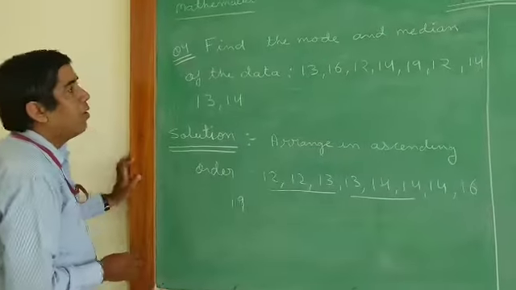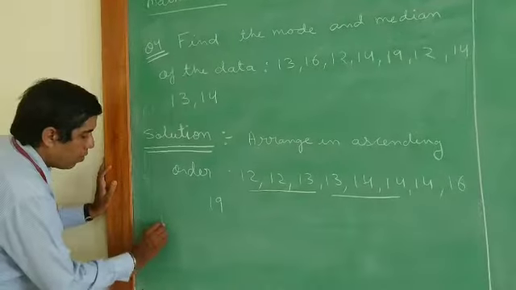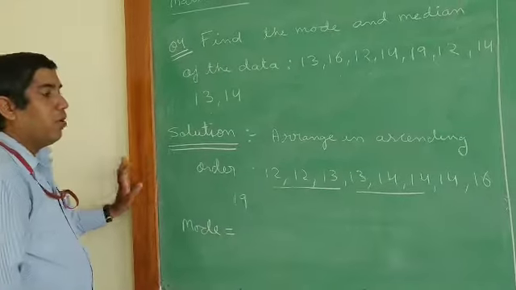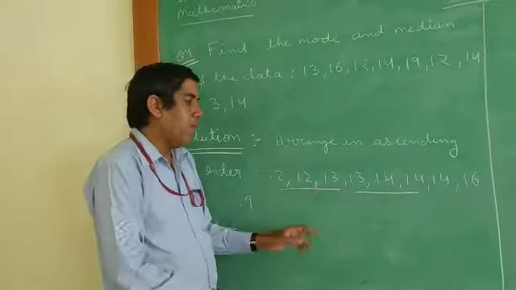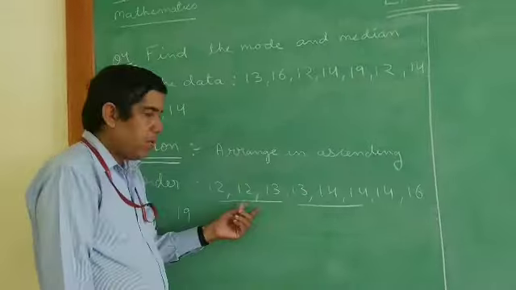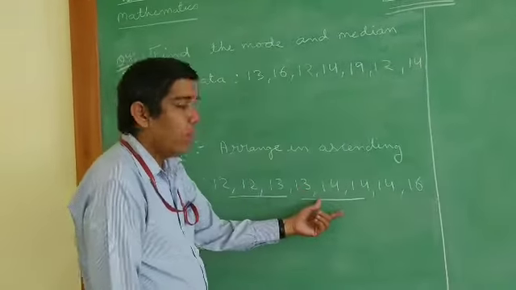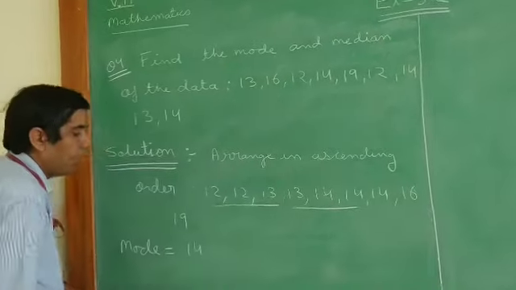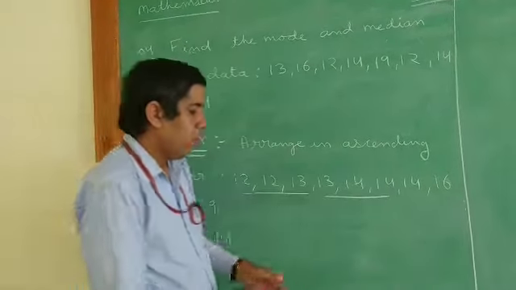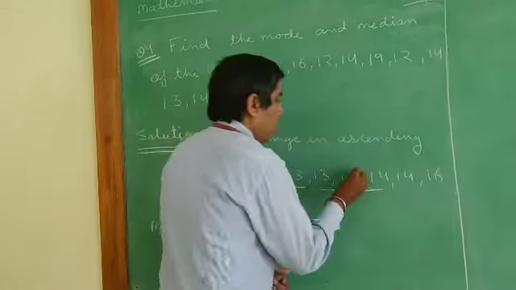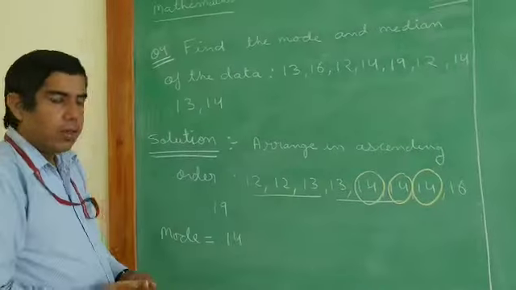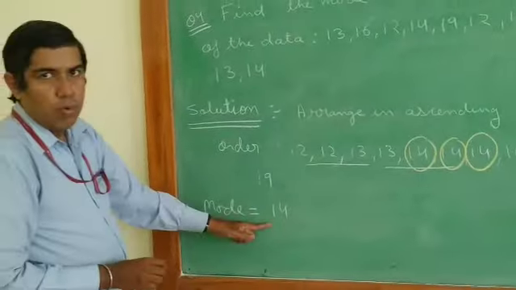Now we will start finding mode. So mode is equal to, which observation is repeating maximum time? You can see 12 is coming 2 times, 13 coming 2 times, but 14 is coming 3 times. So what is the answer? 14. 14 is coming 3 times. You can see here 1, 2, 3. 14 came 3 times. So 14 is the mode.